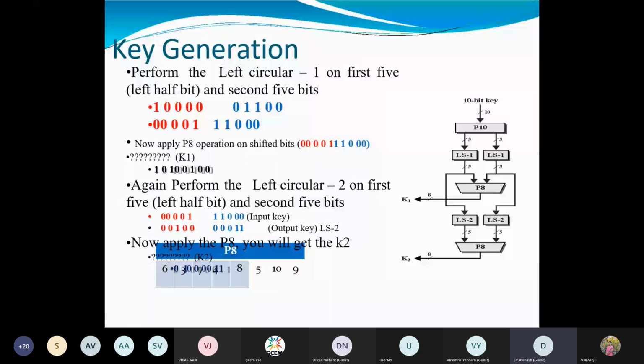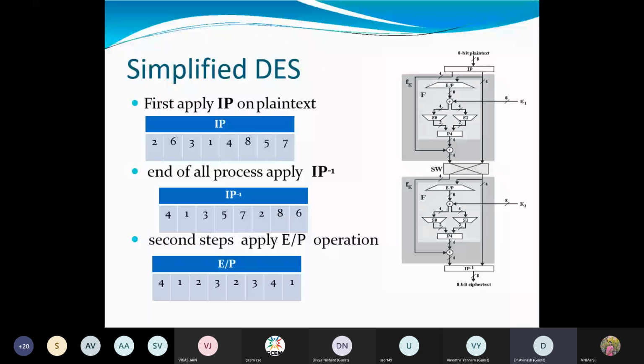The second algorithm is called the DES algorithm. This algorithm can be applied on the plaintext. Here you can see the numbers 2, 6, 3, 1, 4, 8, 5, 7, and when we apply the process, it is shifted by one bit.